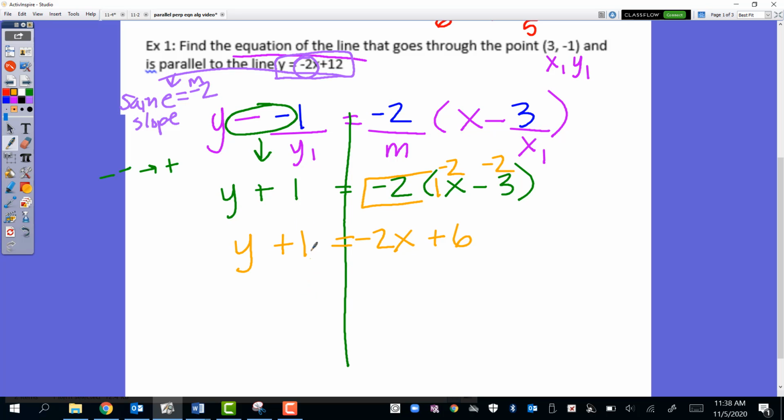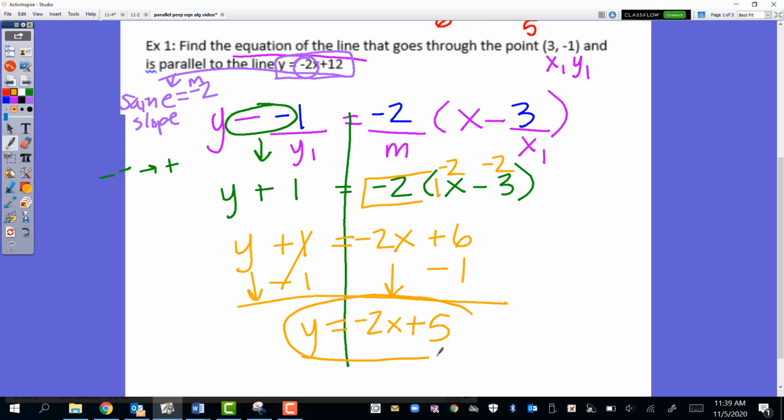And then last step, I need to move the 1 to the other side. So I'm gonna do the opposite. So it said plus 1, so I'm gonna minus 1. Minus 1. And this cancels out. And I'm left with y equals, this drops down. Positive 6 minus 1 is positive 5. So then this is my answer.